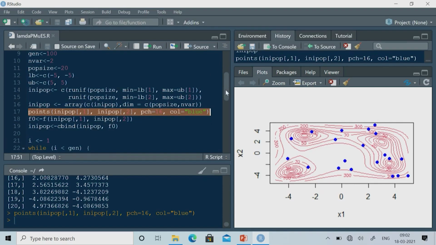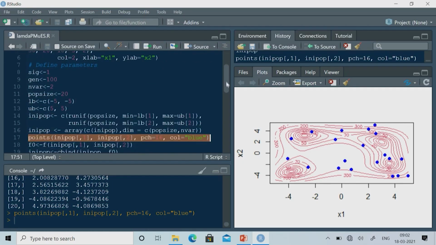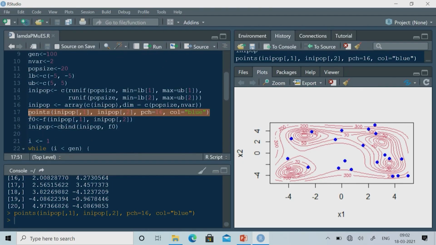Now let us calculate the function value. I have already defined this function, so the only thing I have to do is call it. I am writing f naught. What is f naught? F naught is the function value of the initial population. I have to pass two arguments, that is x 1 and x 2: initial pop, this is variable 1 and this is variable 2.